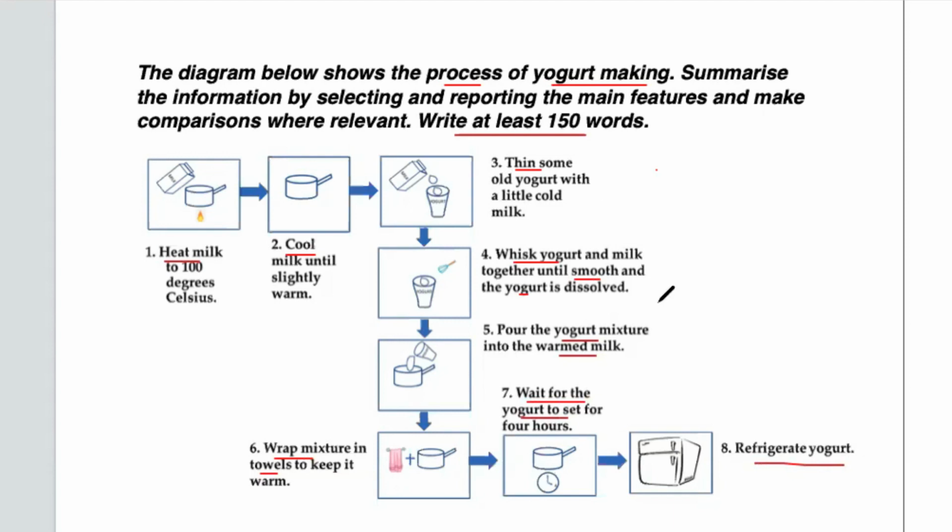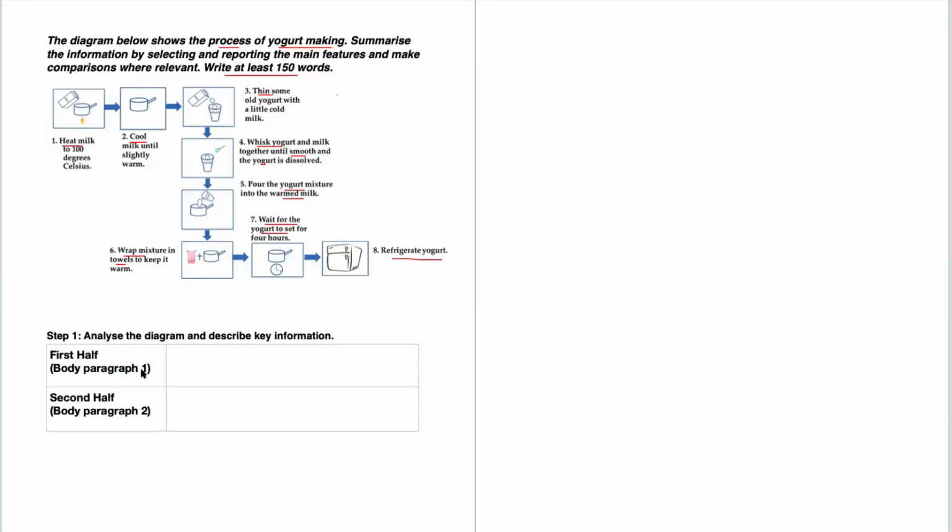Now, what comes to my mind immediately is the preparation work and then the setting work. So I would actually break up these two stages into all the preparation and then waiting for the yogurt to set. Let's go ahead and take a look at our step 1. And so we're going to analyze the diagram and describe the key information, looking at the first half and the second half of the process.